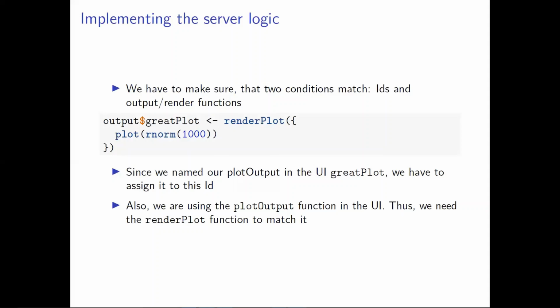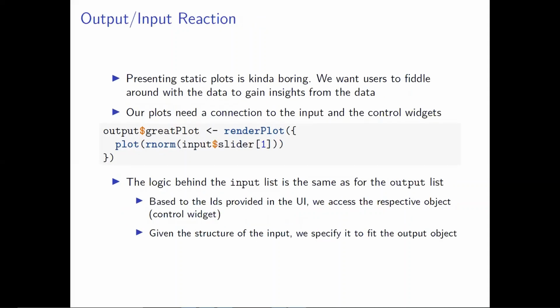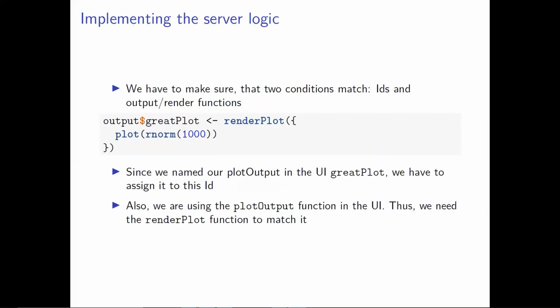And then we need the rendering function here, renderPlot, and can just plot a normally distributed scatter plot. Yeah, we have to assign it to this ID, and the render function is renderPlot. The problem is, of course, this is a static plot. So when the user changes anything, this plot will not change because we have no connection to the input. We have no input ID within the render function. So we have no possibility as a user to change stuff.